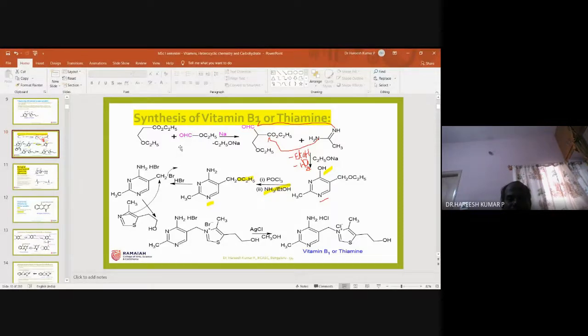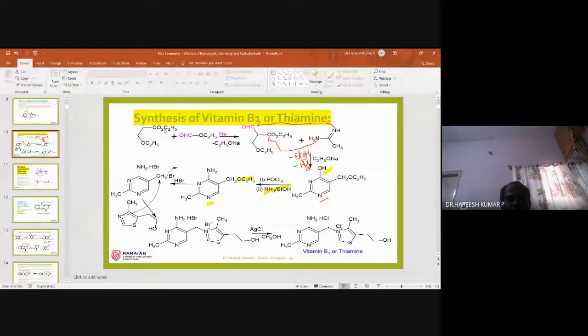HCOOC2H5 is called ethyl formate. I think you know formic acid. Formic acid is treated with ethanol to get this compound. The name of this compound is ethyl formate. So it will act as a formaldehyde equivalent. This is an ester group, CO2C2H5. This is also an ester group, and this is one carbon atom, this is another carbon atom.